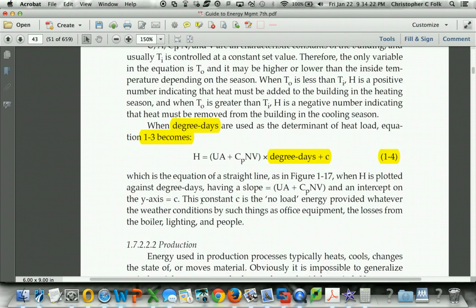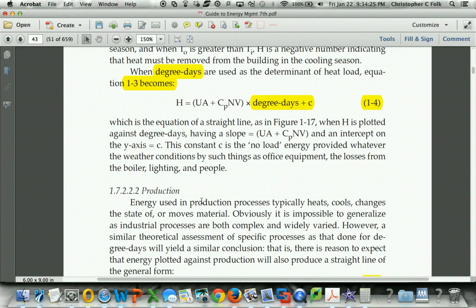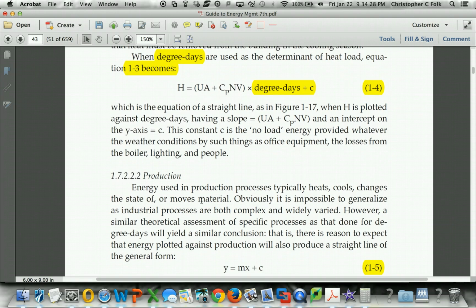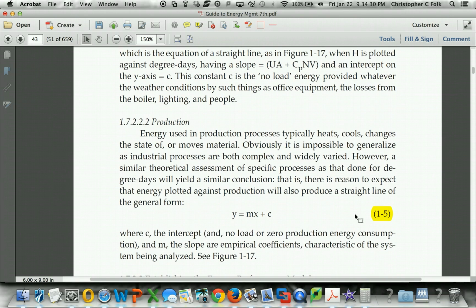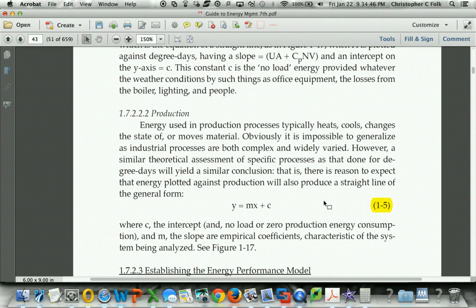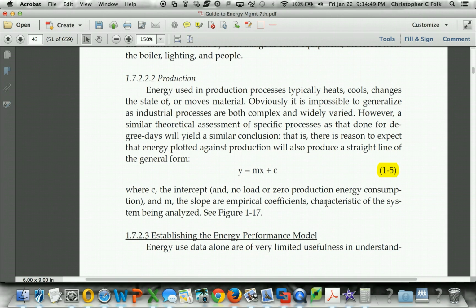And lastly, we'll also be able to use these same types of formulas. Here's formula 1-5. It's a linear equation, and we'll be using that based on production. So not just on the temperature, but also on how many pounds of something that we make. And so we'll spend a little bit of time going over that. But for now, I'd like you to finish reading the chapter and make sure you have a look at the other two videos, which are going to show us how to calculate these formulas.